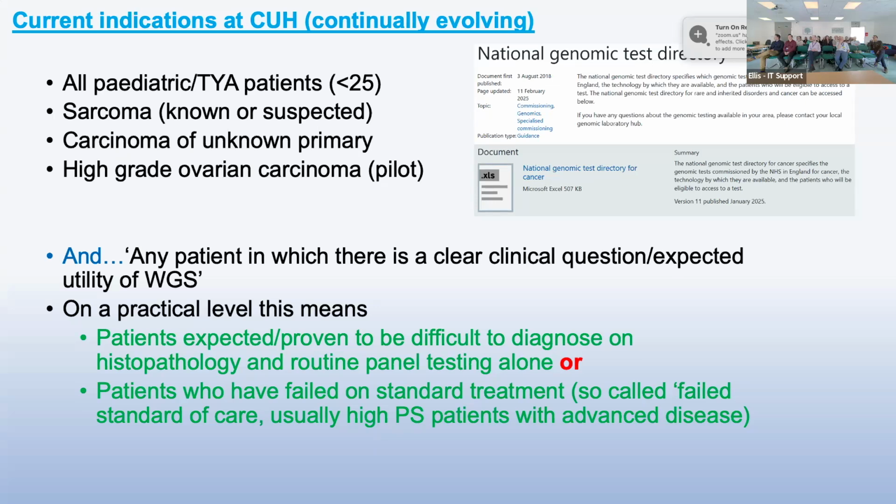And the other group are the patients you'll be familiar with, often very young, very fit patients who failed on standard treatment, and we're looking for targets. So one important thing to bear in mind, particularly from the position of your specialty, is that we need fresh tissue.